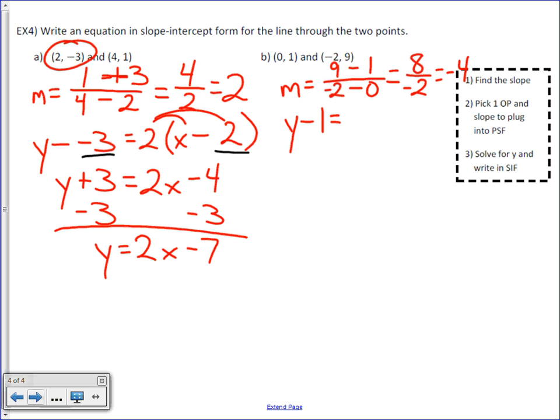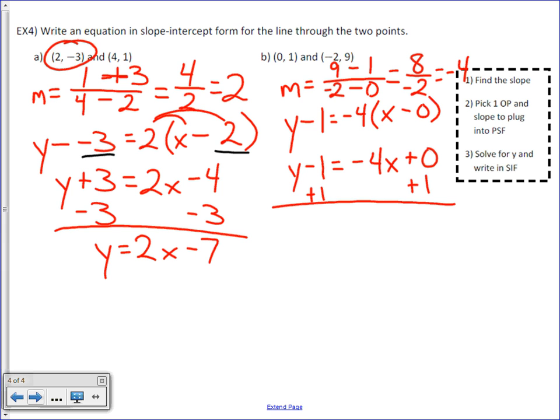So I'm going to go y minus 1 equals a negative 4 x minus 0. So I distribute. I get y minus 1 equals a negative 4x. Well, a negative 4 times 0, positive or negative, is still going to be 0. I'm going to add 1 to both sides. So I get y equals a negative 4x plus 1. And that's what you should end up getting for your slope-intercept form.